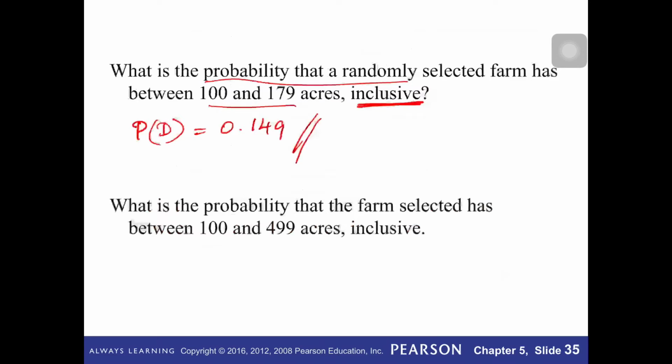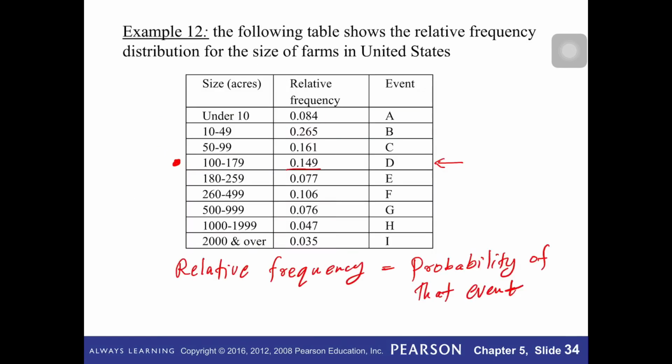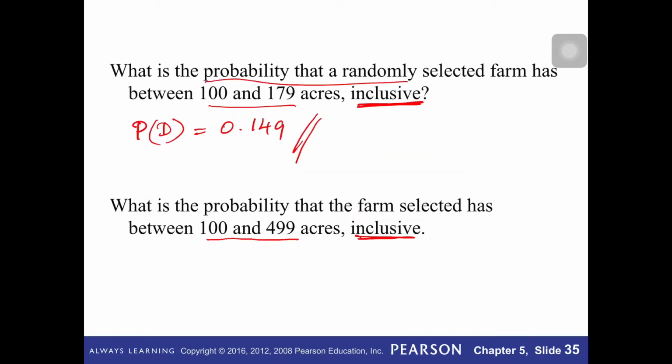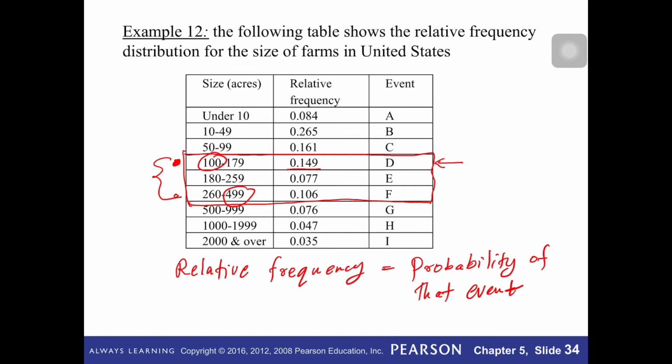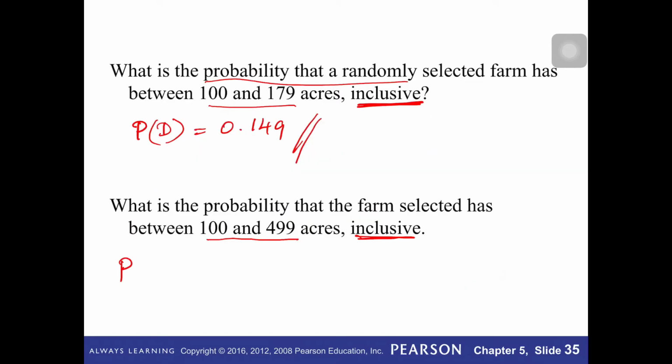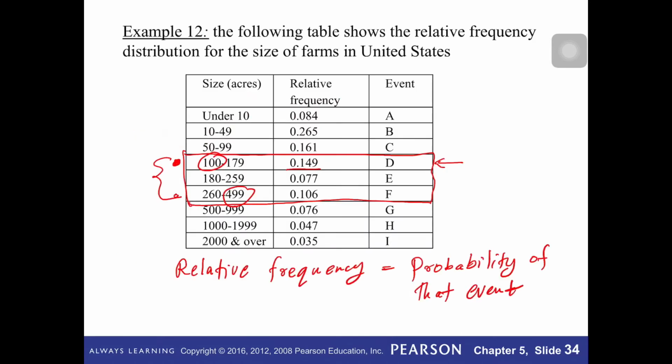What is the probability that the farm selected has between 100 and 499 acres inclusive? 100 and 499, 499 is here. So you have to consider this block, 100 to 499 inclusive. So what is the probability? Probability of what? Those events are D, E, F.